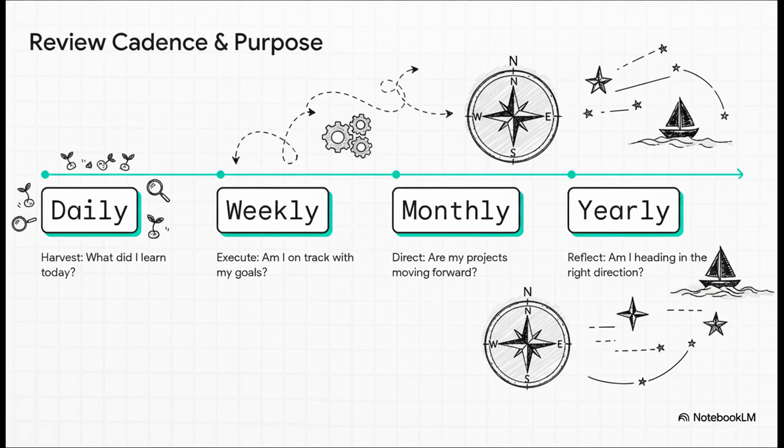It helps to think about your reviews like different zoom levels. Your daily review, that's zoomed way in. You're just harvesting little ideas and wins. The weekly review zooms out a bit. It's all about execution. Then your monthly and yearly reviews, that's the 30,000-foot view. You're checking your overall direction, making sure you're still headed where you want to go.